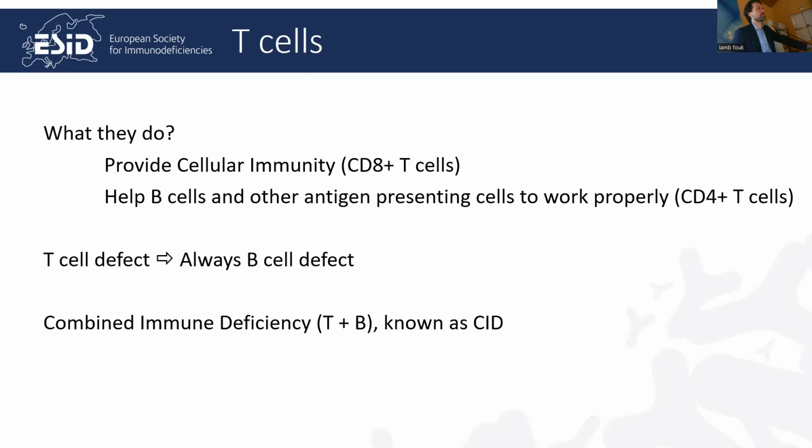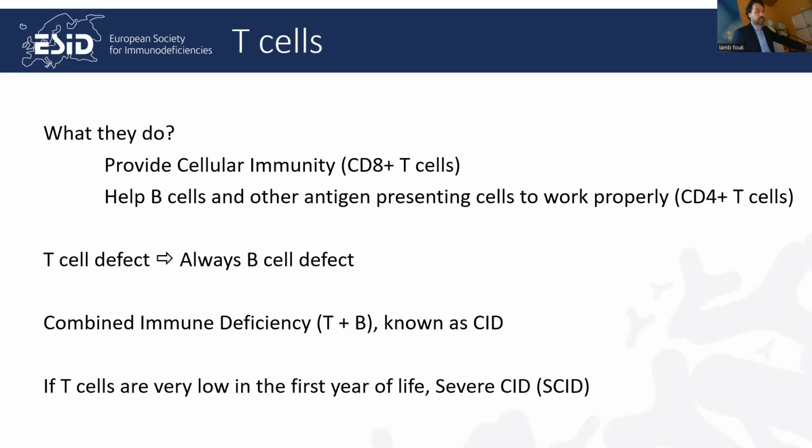When I first entered the field, I was working, okay, there are the B cell defects, where the T cells defect. Then I realized that it's combined, which is known as CID. But if the T cells are very low in the first year of life, we call it severe CID, which is SCID. And SCID is an emergency you really do not want to miss in your patients.